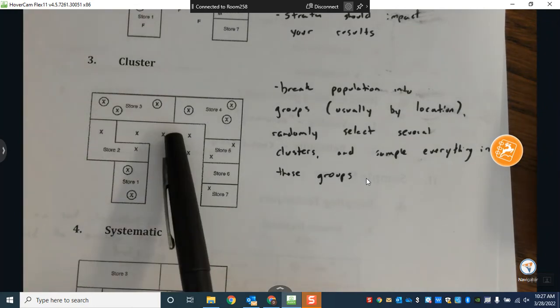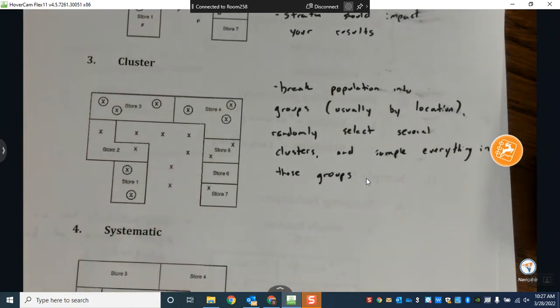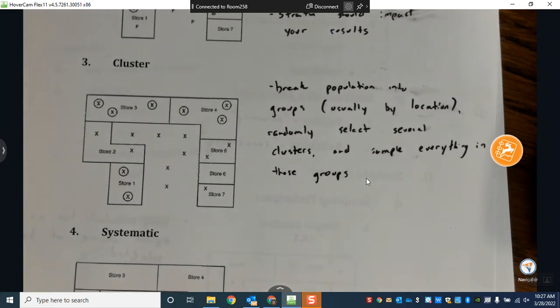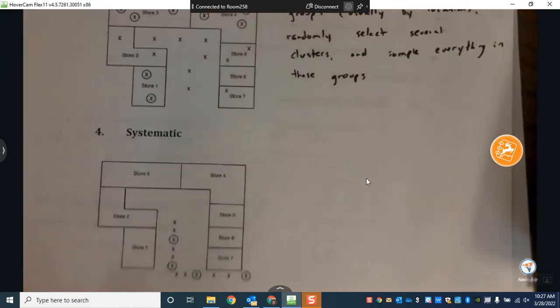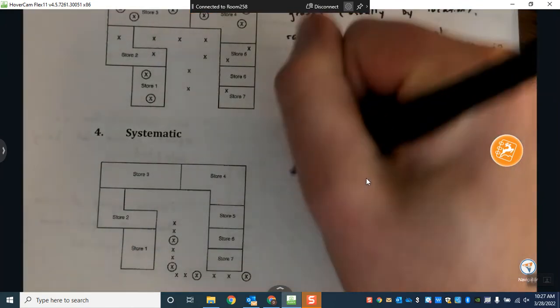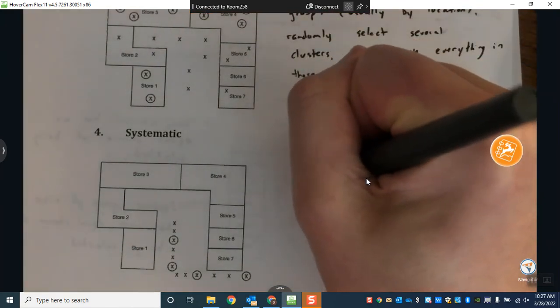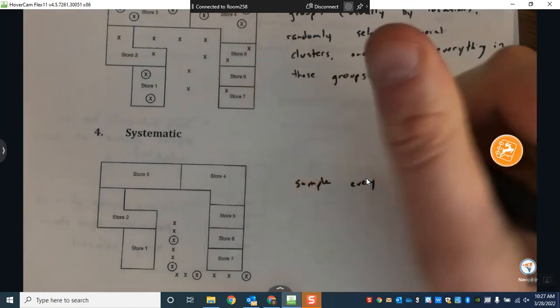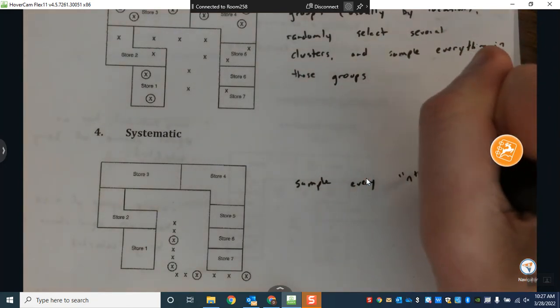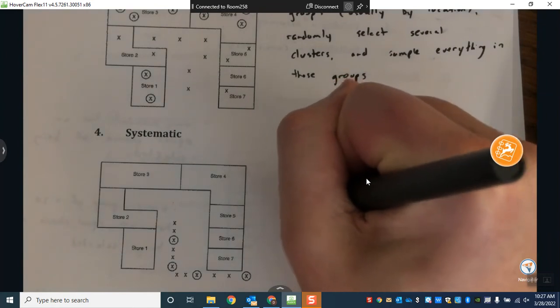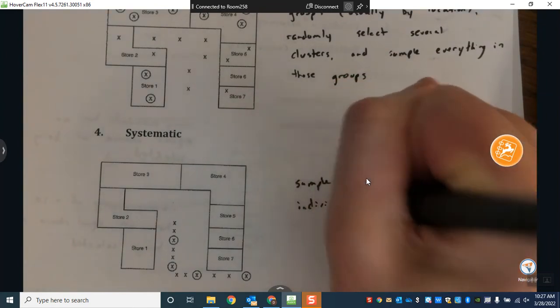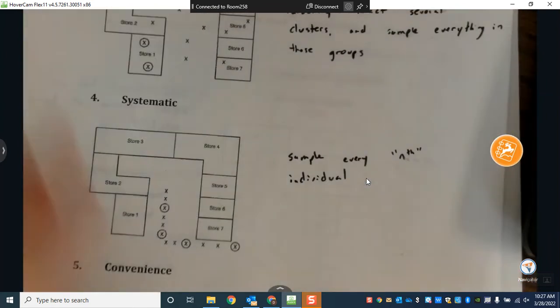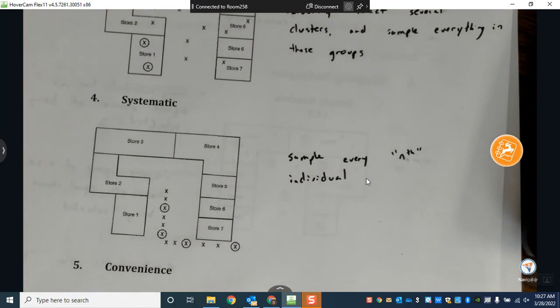All right, similar to cluster sampling, another thing that you can do in very specific applications to, again, make taking your sample easier is you can take what's called a systematic sample, where you sample every nth individual. All right, so you'll pick some point, and again, you can only do this in certain applications and scenarios.